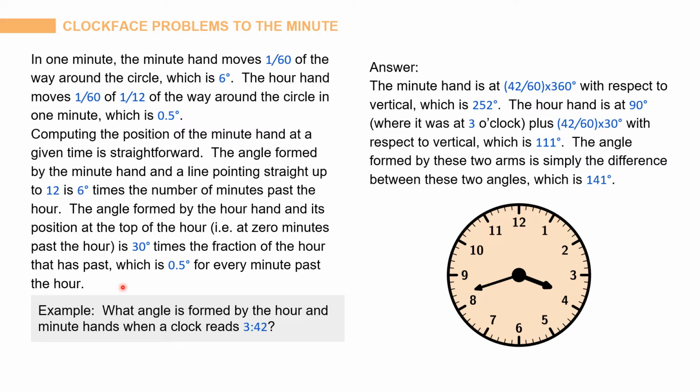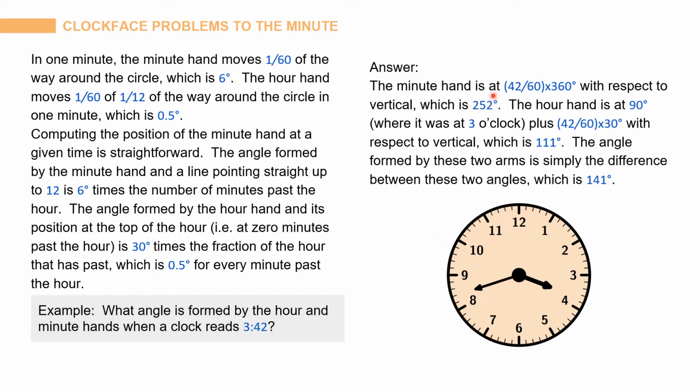So if you want to calculate the angle formed by the hour and the minute hands when the clock reads 3:42, we're first going to find the angle between 12 and the minute hand at 42 minutes past the hour. Then we're going to figure out the angle between going straight up to 12 and the hour hand at 3:42. And then we're going to subtract this angle relative to 12 from this angle relative to 12. And their difference is the angle formed by the clock hands.